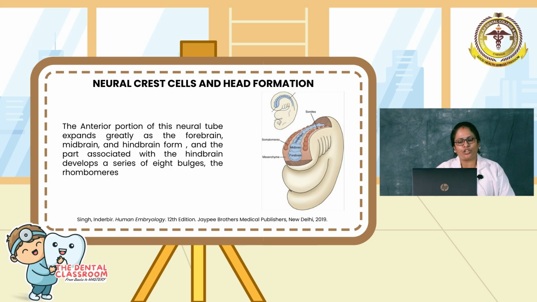So as the neural tube forms, the front portion expands into three main divisions, which are the forebrain, midbrain and the hindbrain. In the hindbrain region, you can see in this image, we have 8 bulges which are called the rhombomeres. The midbrain and rhombomeres 1 and 2 help organize the migration of the neural crest cells and contribute to the development of the face and the first branchial arch.